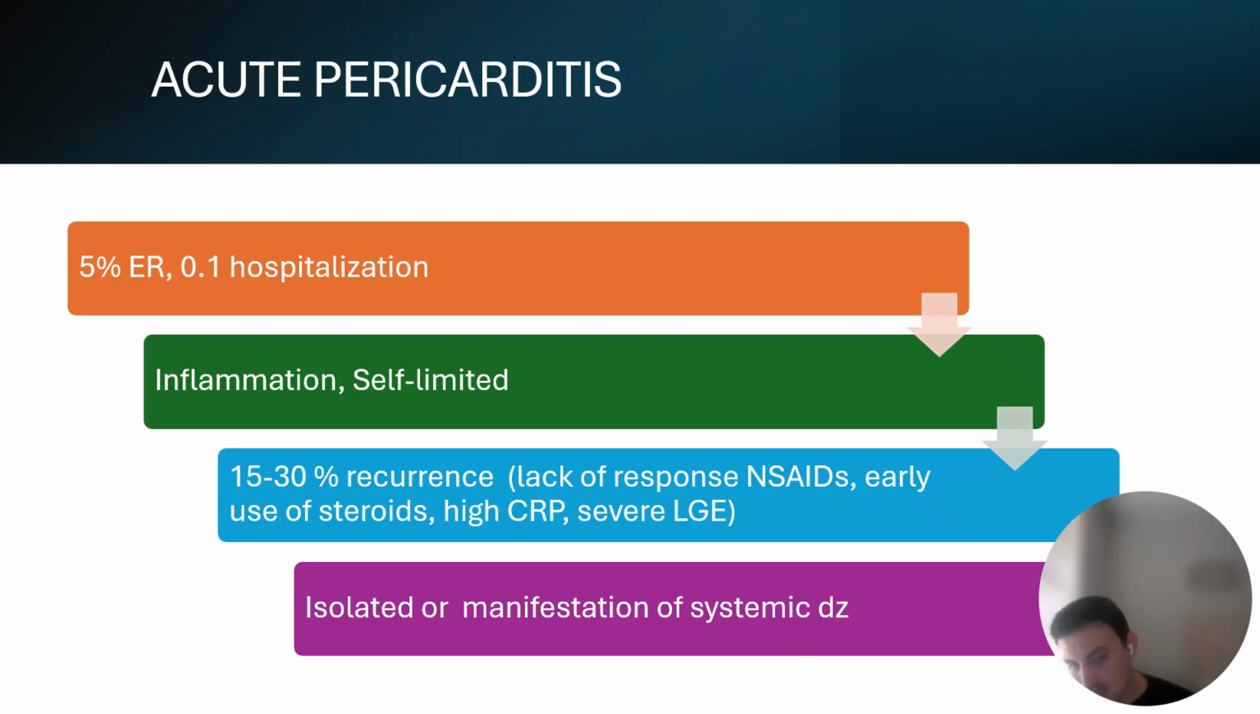Acute pericarditis could be isolated or a manifestation of systemic disease. For example, lupus erythematosus is going to present with acute pericarditis.